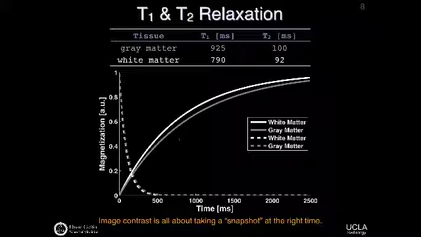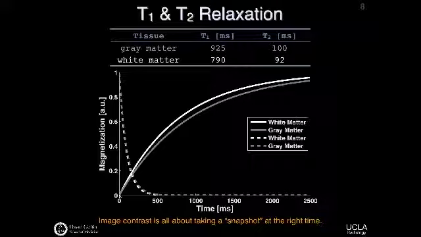So the idea that I'm plotting here is that we've saturated both white and gray matter. We've tipped white and gray matter over, so there's no Z magnetization. And now they recover at their individual relaxation time constant rates, right? Gray matter recovers quickly and white matter recovers a little bit more slowly.